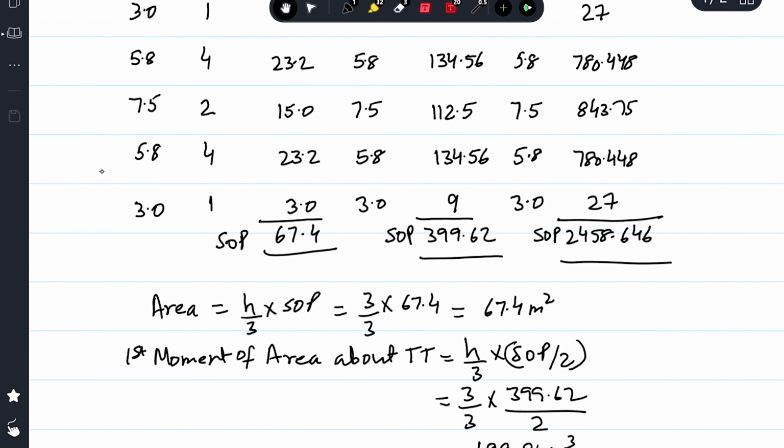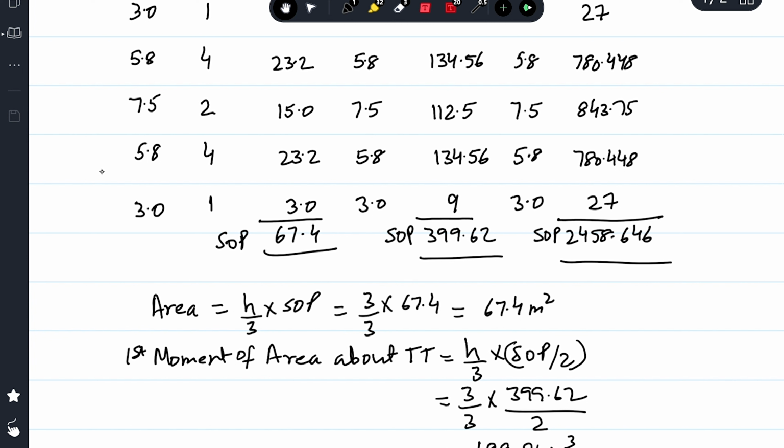To find the area by Simpson's rule, h upon 3 multiplied by sum of the products. H we calculated was 3 meters, so 3 upon 3, and sum of the product for the area function is 67.4, and this gives 67.4 meters square. Now, first moment of area about tank top. Remember, it's all about tank top, not about water surface at the moment. Everything is about tank top.